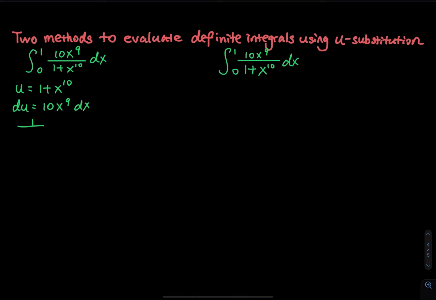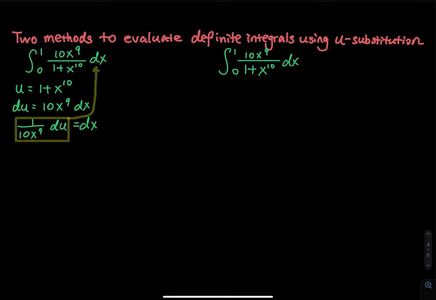We have 1 divided by 10x to the 9 power du equals dx, and then we will do a change of variable. That is, we are going to replace that dx with this dx. So we are going to do this, and this is called change of variable. All right, so change of variable. And then what is the next step?